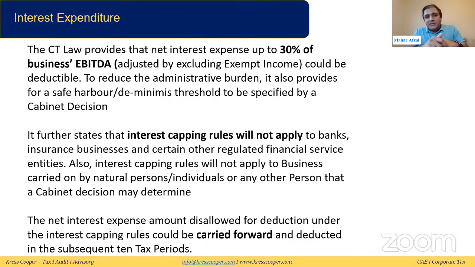There are some more expenses. Special provisions have been given in the UAE CT law for some expenses, like the special provisions for the interest expenses and for the entertainment expenses. They have given a complete list of the expenses which are not allowed for corporate tax purposes. We'll go through all these things one by one. So first of all is interest expenditures.